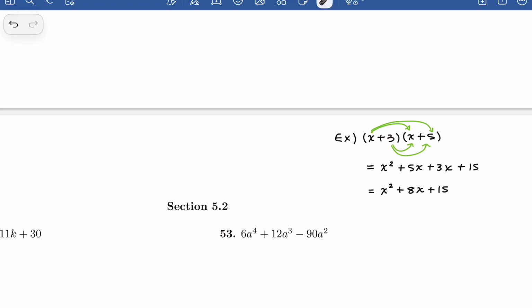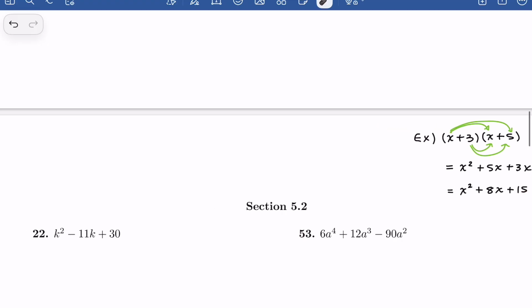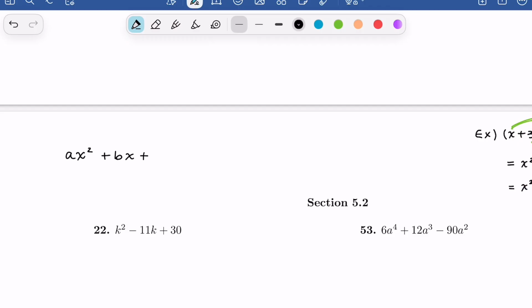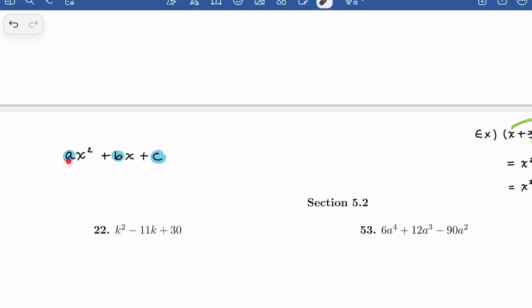Now what we're going to do in section 5.2 is go in the opposite direction. We're going to start with a trinomial of this form here, and we're going to bring it into this factored form. And we know this is a factored form because it's the product of two factors. So we're going to be working in this direction. But before we do that, I also wanted to remind you of the standard form of a trinomial. That is ax squared plus bx plus c, where a, b, and c are going to be integers. A is going to be the coefficient of our second degree term. B is going to be the coefficient of our linear term, x here. And then C is going to be our constant value.